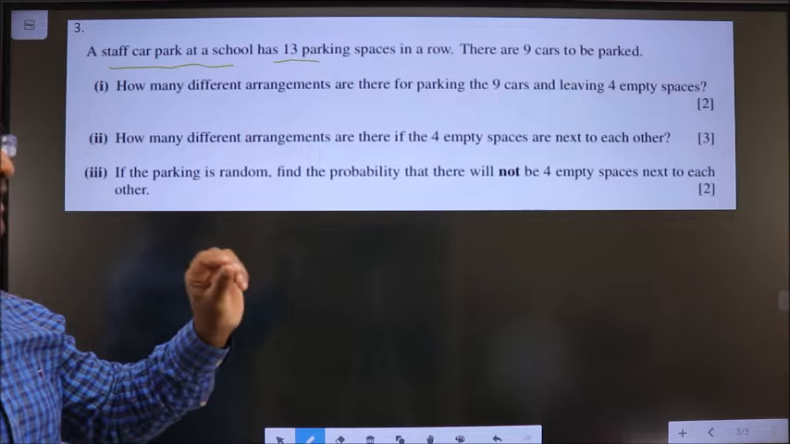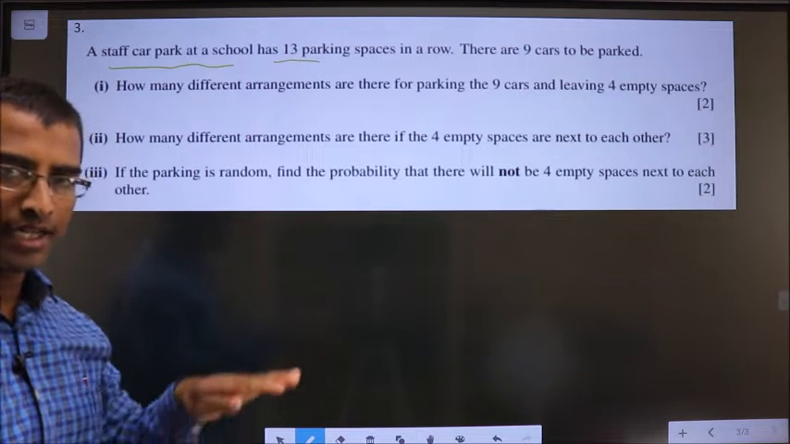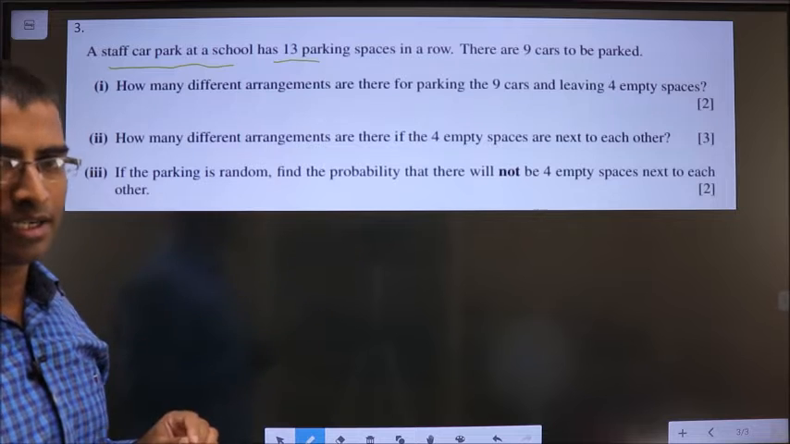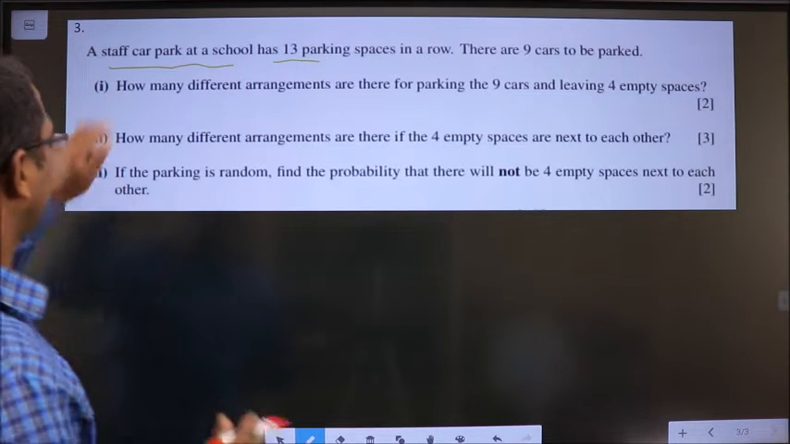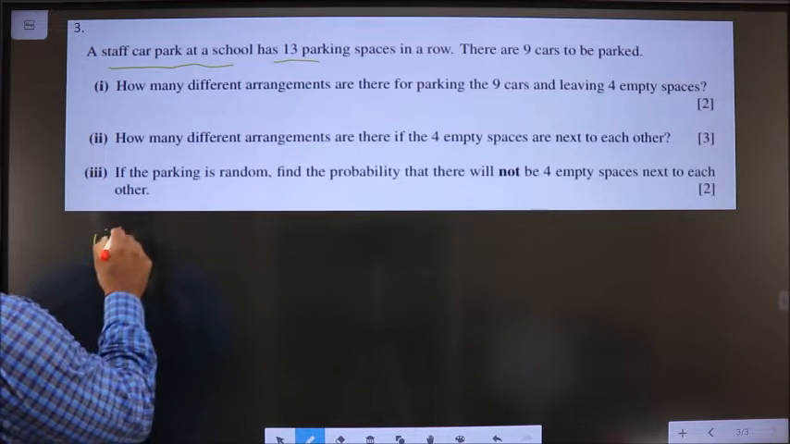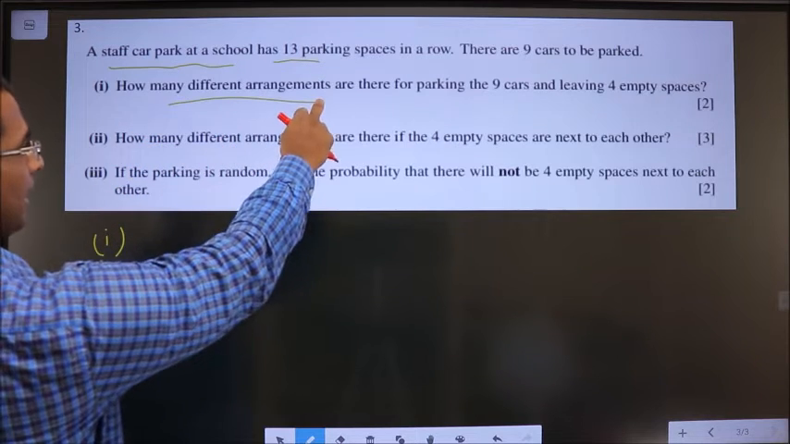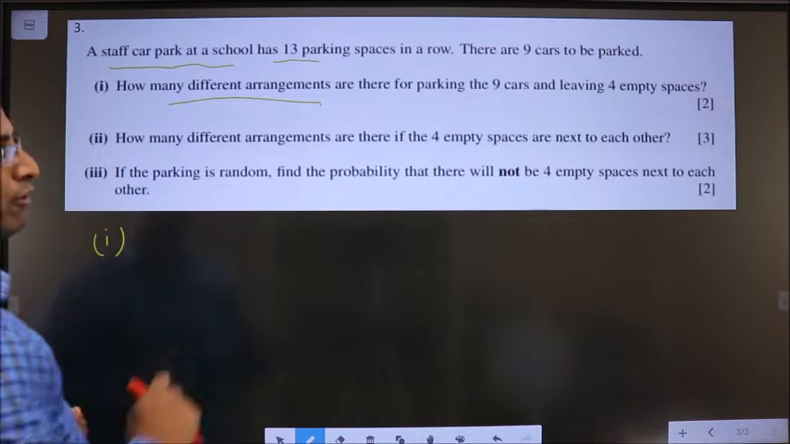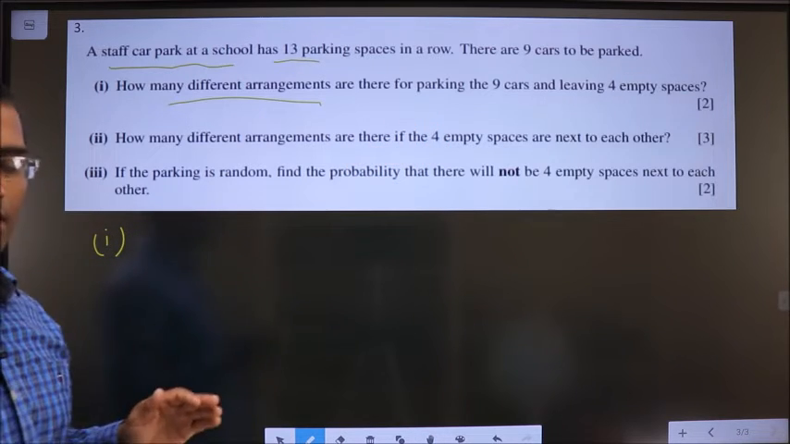Question 3. A staff car park at a school has 13 parking spaces in a row. There are 9 cars to be parked. Clear? 13 parking spaces, 9 cars to be parked. First bit. How many different arrangements are there for parking the 9 cars and leaving 4 empty spaces?